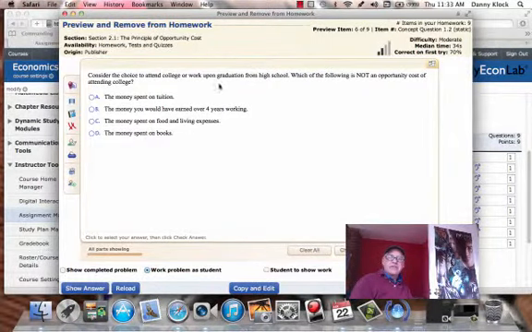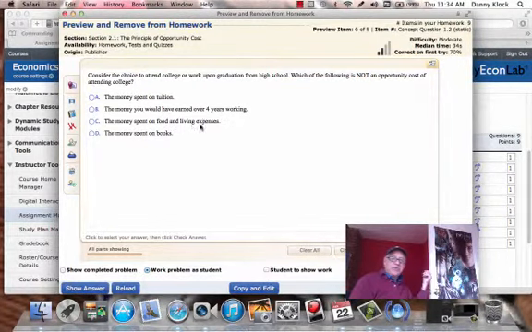Next, considering this will be in the midterm, don't get this wrong. This is such an easy one. Considering the choice to attend college, right? What's the trade-off? What's the opportunity cost, or what is not an opportunity cost? You've got to spend money on tuition, right? If you didn't go to college, you wouldn't spend money on tuition. So that is an opportunity cost. The money you've worked over 4 years of working. You didn't go to college and you kept your job, right? That's a trade-off. That's an opportunity cost.